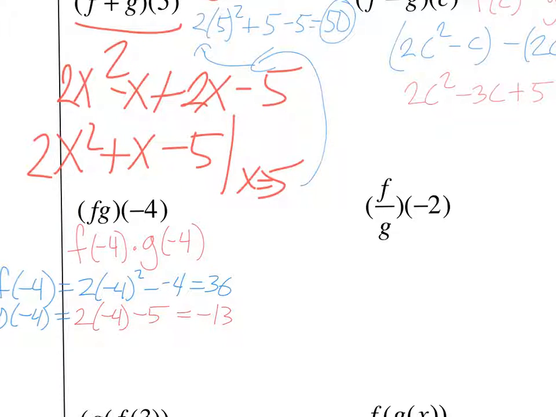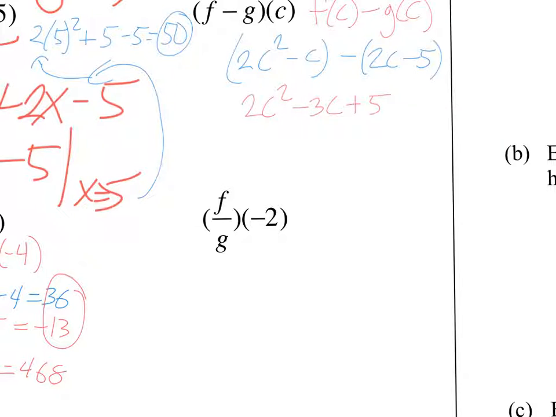Okay? So fg of negative 4 means I'm going to multiply these two numbers, and 36 times 13 is something I really don't necessarily want to do in my head, but that's okay. That's going to be 360 plus 90 is going to be 450, plus 18 is going to be 468. And that's my final answer.